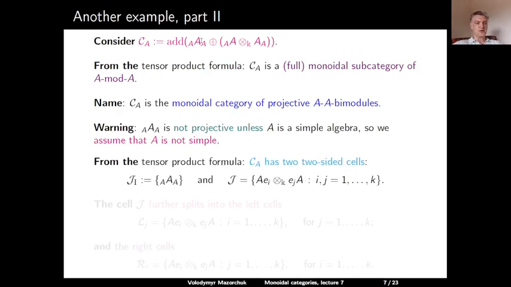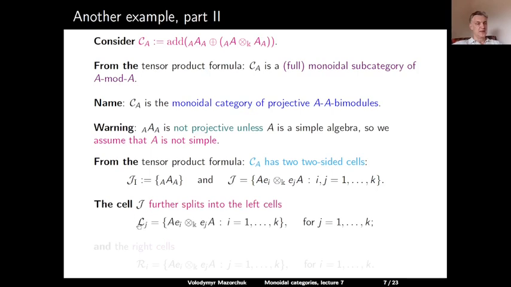From the tensor product formula, we immediately see that our category C_A splits into two-sided cells. One of them contains the identity bimodule, which is not projective under our assumptions, and the second two-sided cell contains all indecomposable projective A-A bimodules. Of course, the first cell J_1 has only one element, so it is a left, right, and two-sided cell in its own right, while the second cell J further splits into left cells.